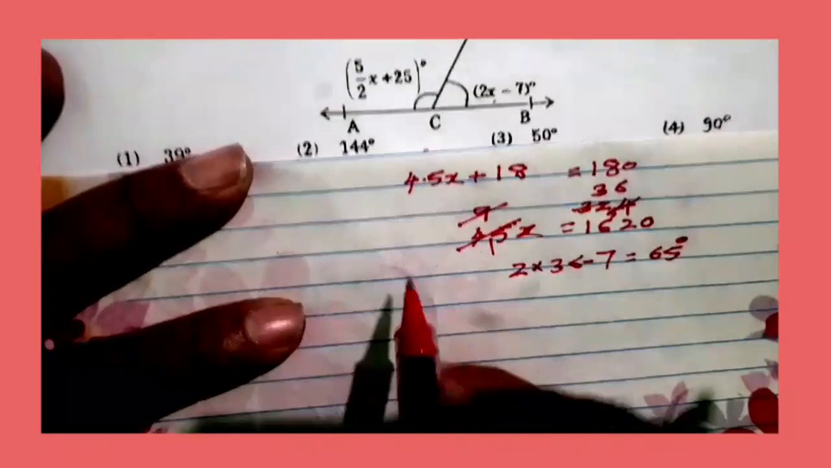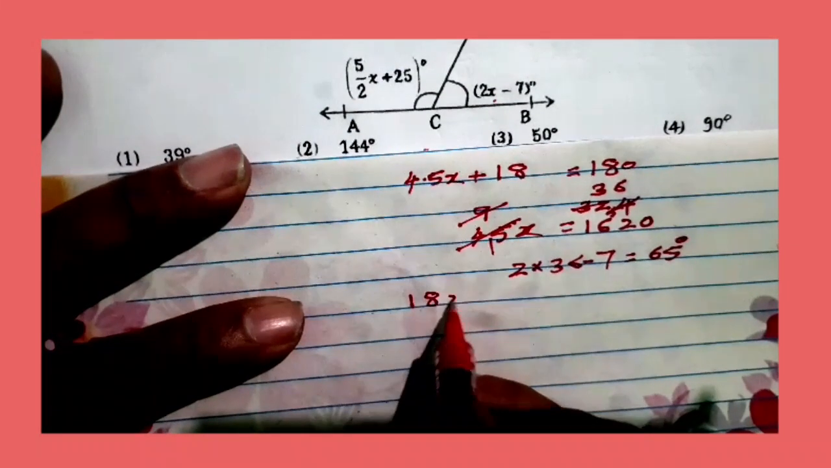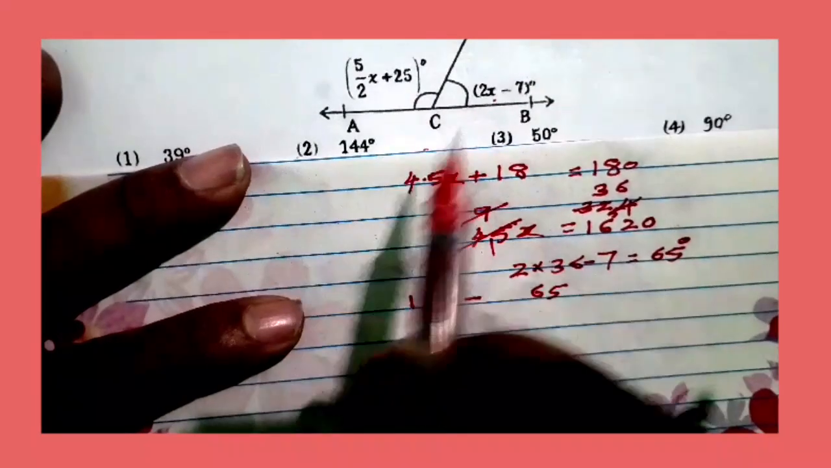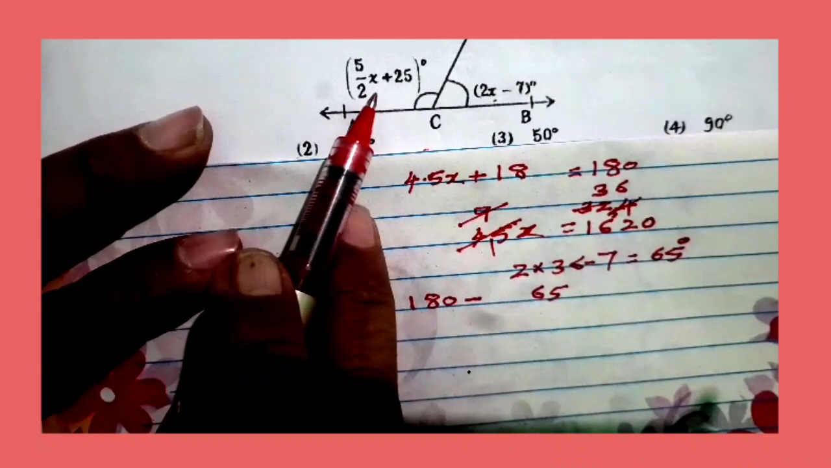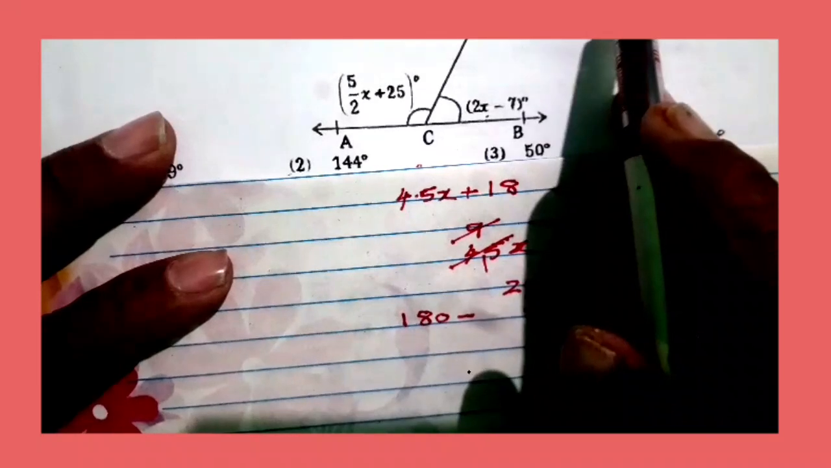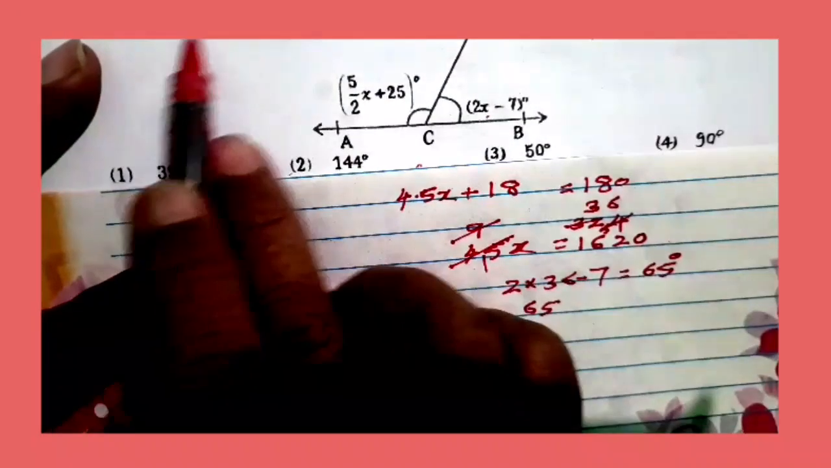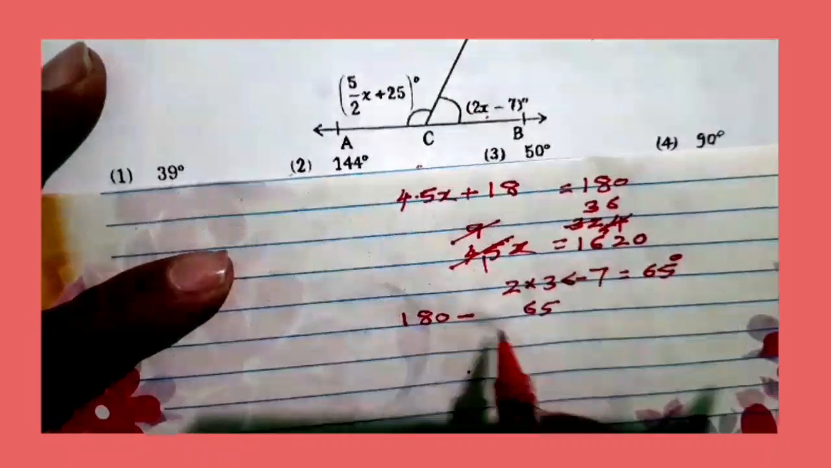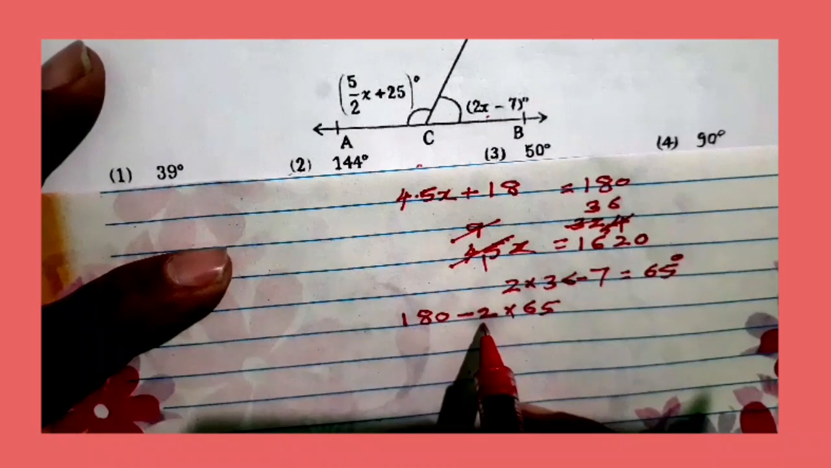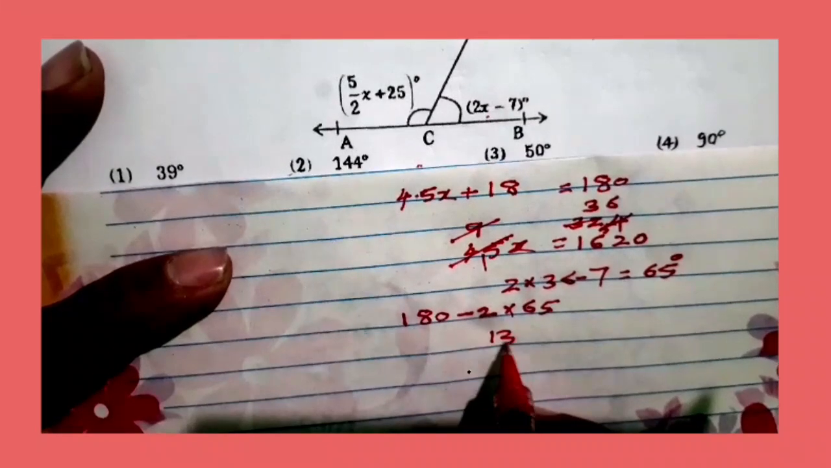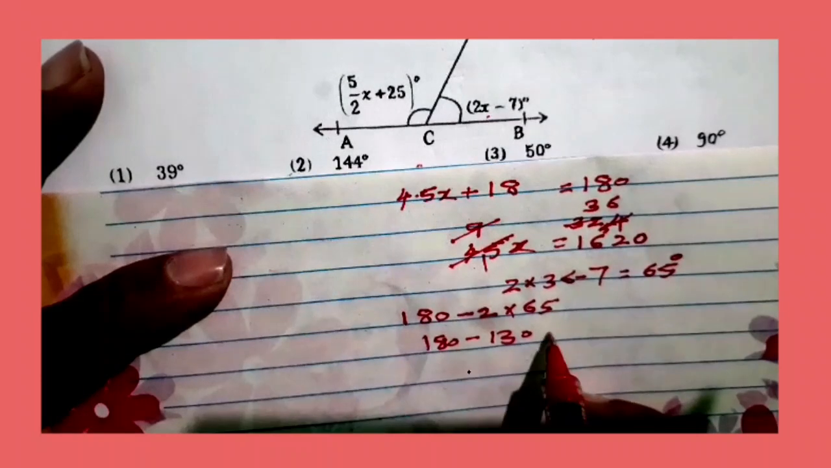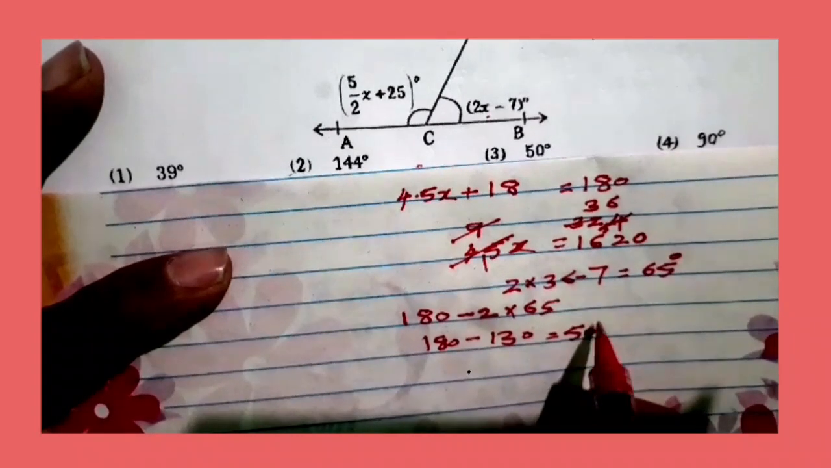Then 180 minus 65 is another angle of the linear pair. But he asks, angle ACD is greater than the measurement of AD. How much? So multiply by 2. 65 multiplied by 2 is 130. And 180 minus 130 is equal to 50 degrees, our answer.